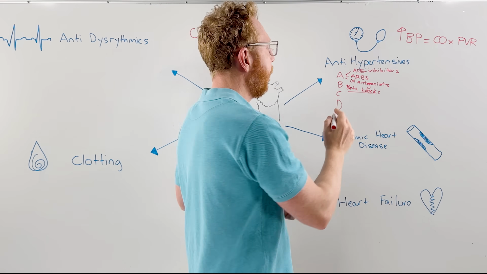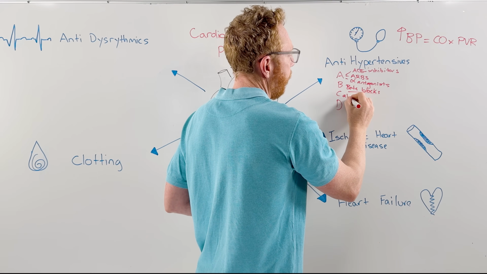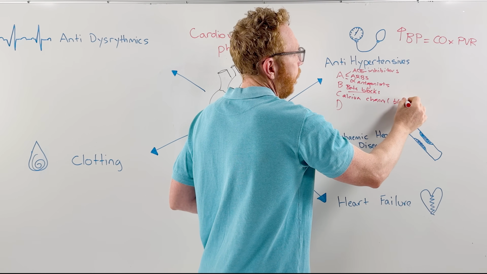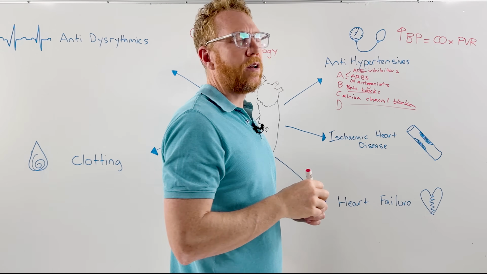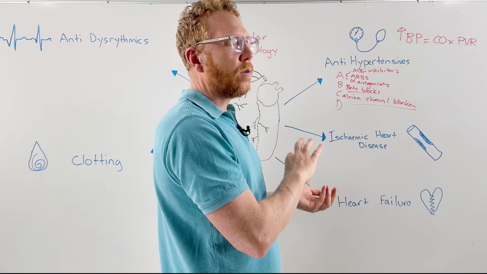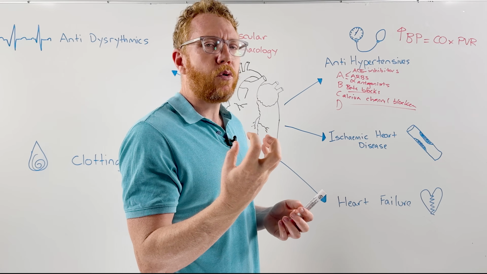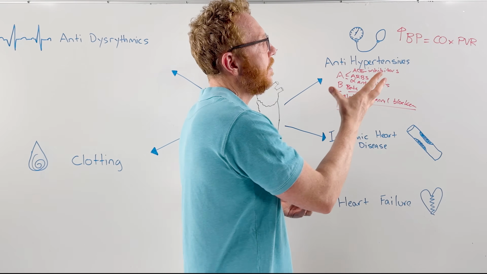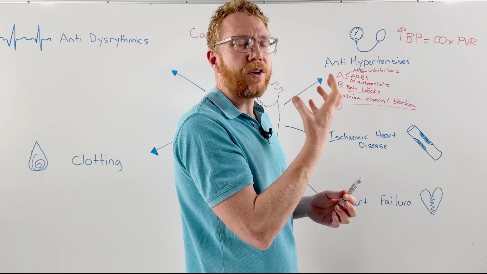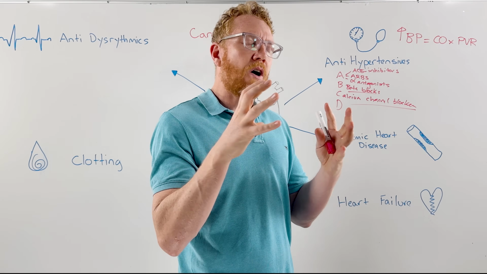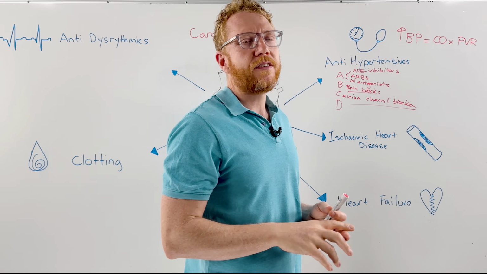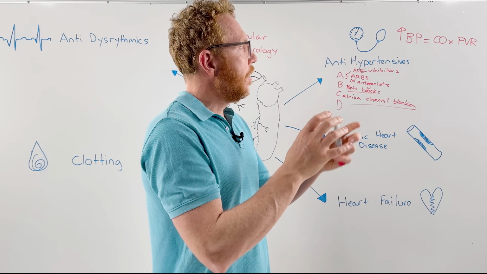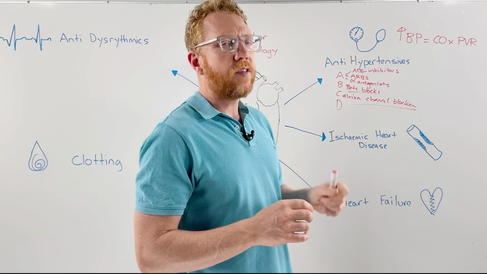Then we go to the C. This is the calcium channel blockers. So these could be calcium channels in the blood vessel, but also in the heart. Now remember, calcium is important for contraction. So if we block calcium going in, we decrease contraction. So if we do that in the blood vessels, they dilate, we decrease peripheral vascular resistance. Or if we do it in the heart, it decreases the speed, decreases cardiac output, decreases blood pressure.